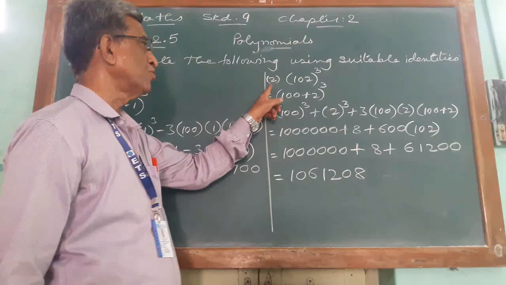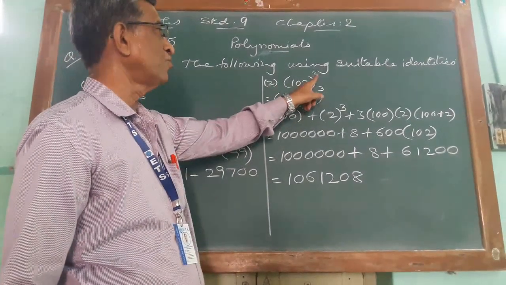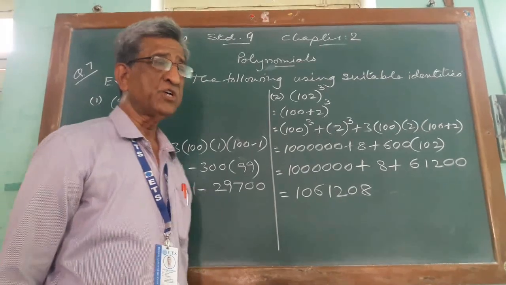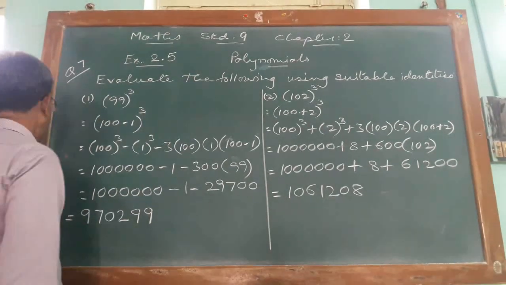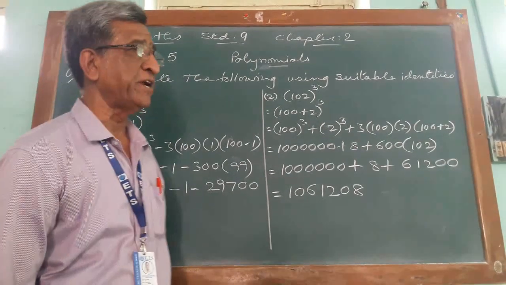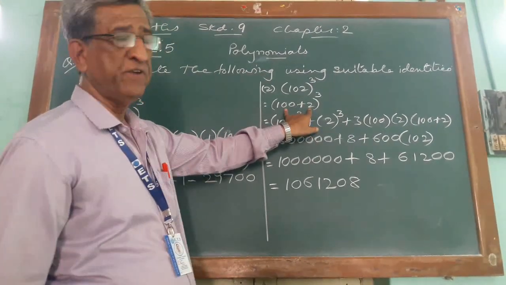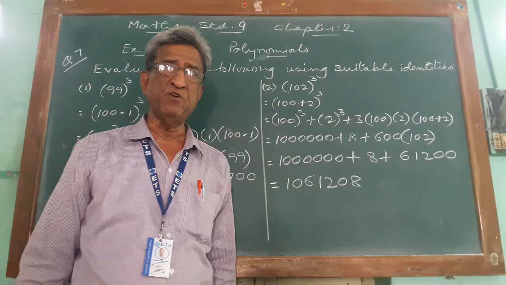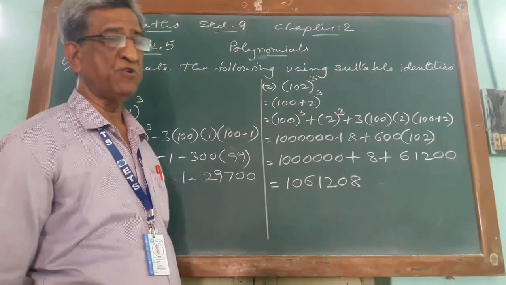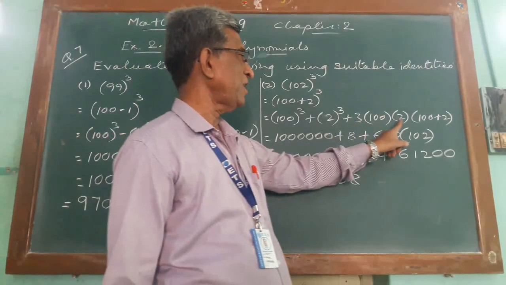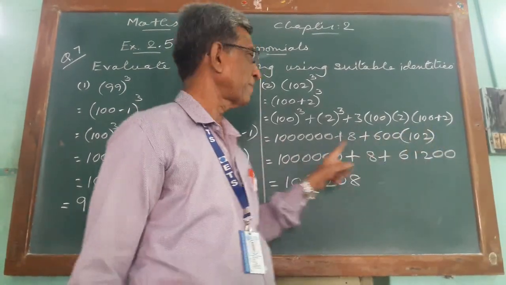Similarly, question number 2. 102 cube. Cube of 102. So this time I will split 100 plus 2. Again you will use the same formula a plus b whole cube. A plus b whole cube. A cube plus b cube plus 3ab into a plus b.